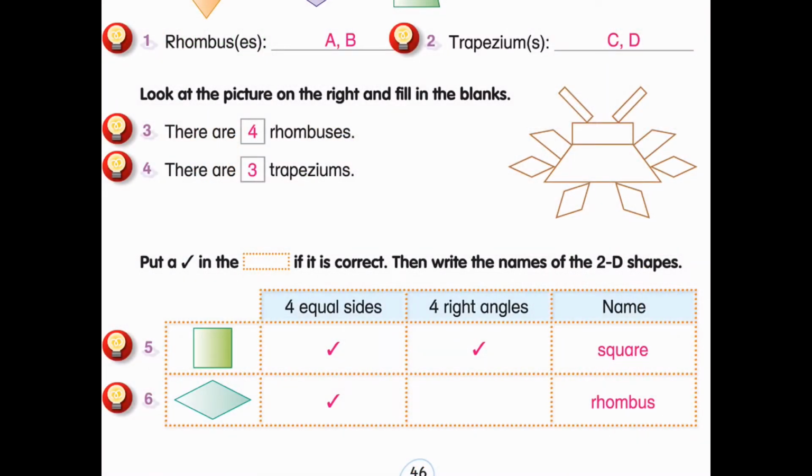Question number 5. This is a square. We have 4 equal sides. The 4 sides are of equal length, and we have 4 right angles. So we call it a square. And then for number 6, this is a rhombus because we have 4 equal sides. So the 4 sides are of the same length, but we do not have any right angles. That's why we call it a rhombus.